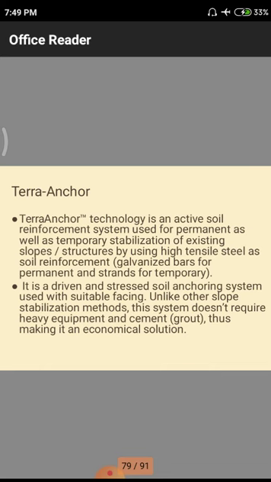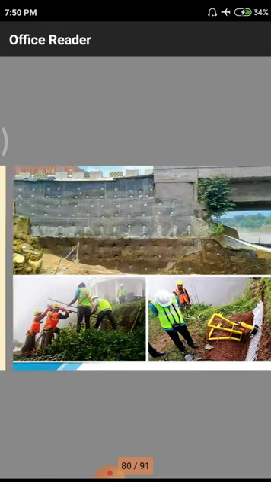Unlike other slope stabilization methods, this system doesn't require heavy equipment and cement, thus making it an economical solution. We simply use some driving force into the soil. After the driving is over, we apply some stresses, so that there is no requirement of extra equipment for rolling and stabilization purposes, so it is very cheap and time saving.